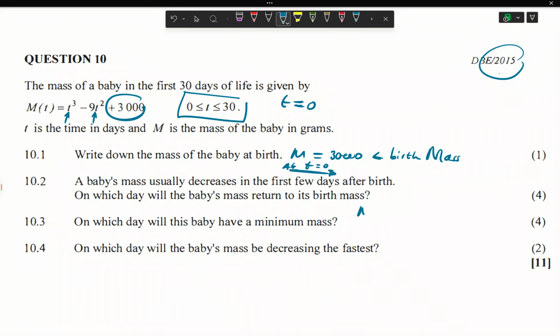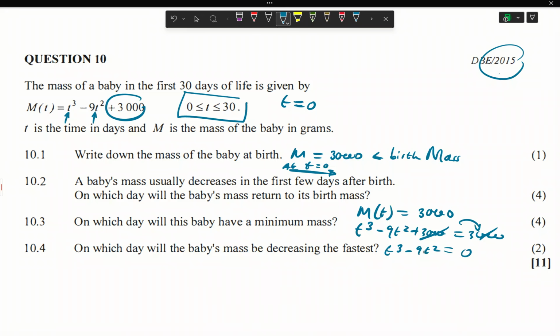So we're going to say the mass at t has to be equal to 3000. You have to equate those two equations for it to return to its birth mass. So now your function is t cubed minus 9t squared plus 3000 equals 3000. And then when you take it to that side, now you have 0 equals t cubed minus 9t squared.